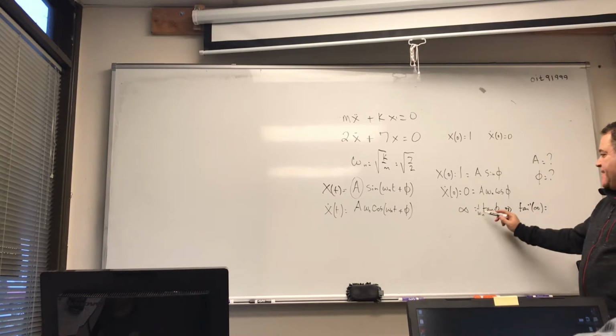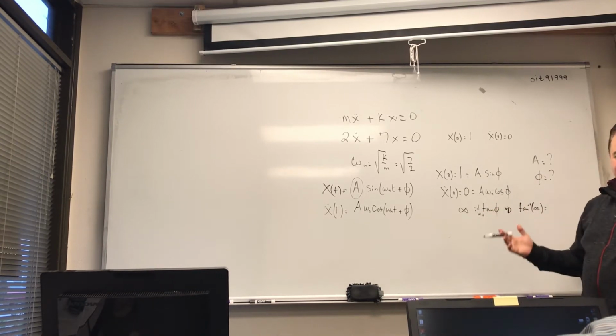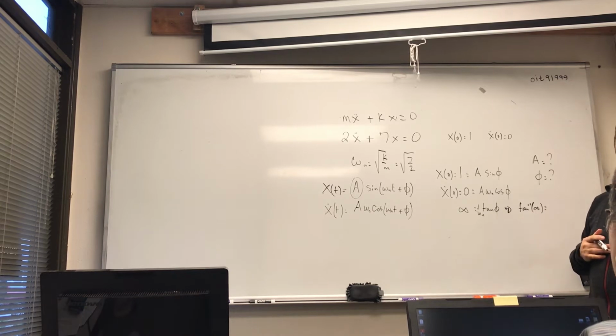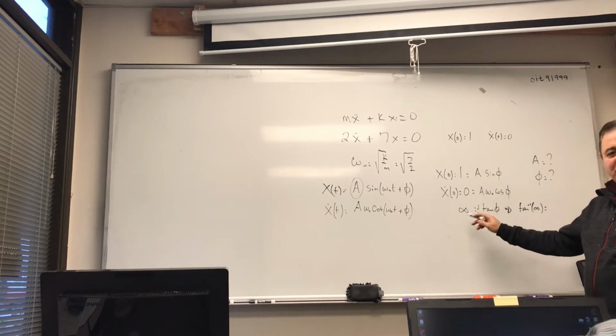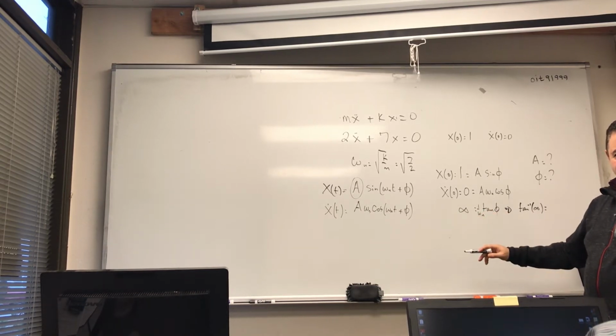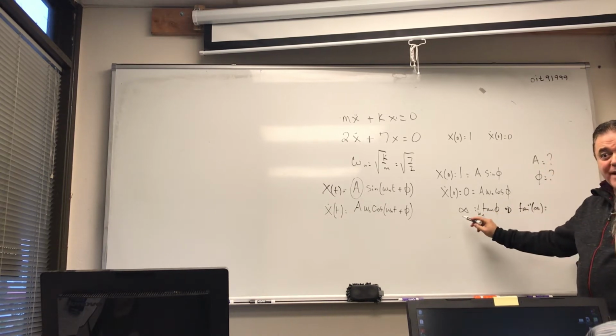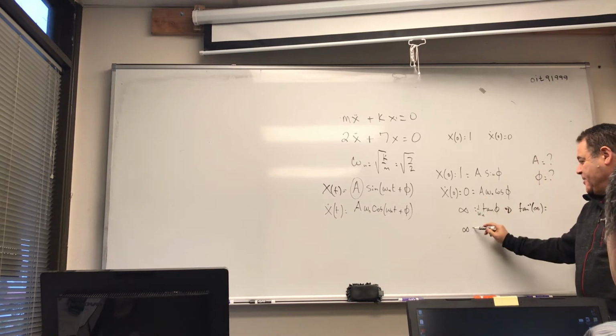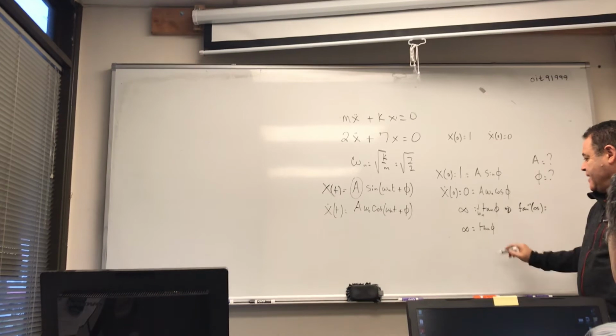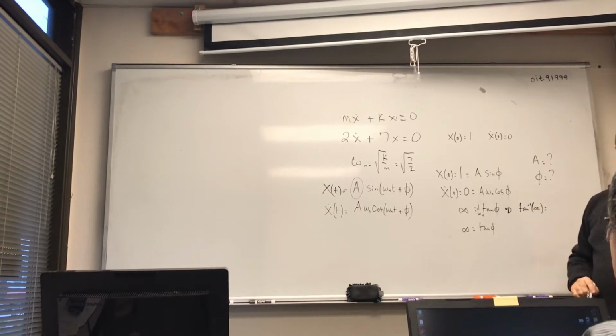So if this is infinity, that means that tangent phi technically is infinity, right? I multiply both sides by omega n, you know, use your head. Multiply both sides by, what's omega n times infinity? Infinity. Just infinity is equal to tangent phi. So what is the arctangent of infinity?